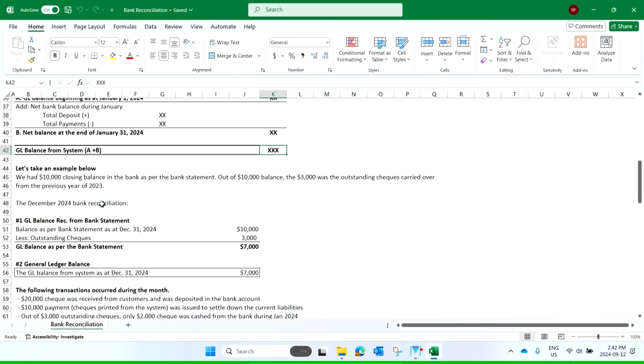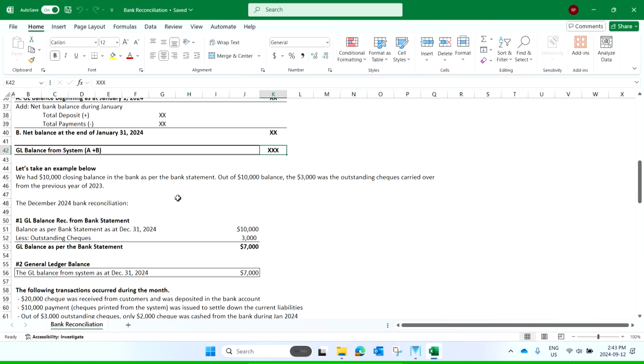So let's take an example below. We had a $10,000 closing balance in the bank as per the bank statement. When we look at the bank statement, we see that $10,000 balance. But out of the $10,000 balance, $3,000 was outstanding checks. Those are $3,000 of checks we printed in our system, but the bank has not received them. It's not necessarily just one check; maybe a few checks make up the $3,000.